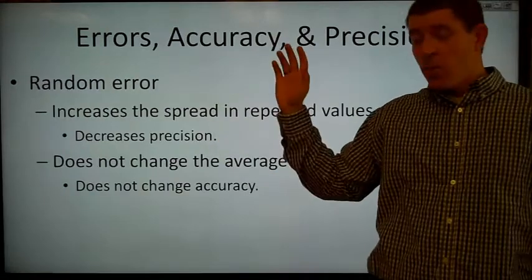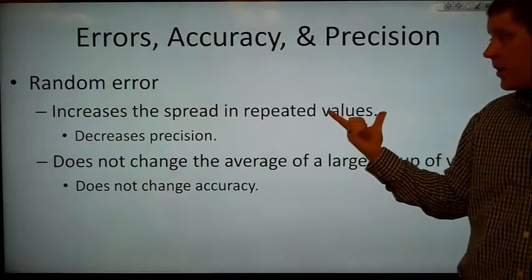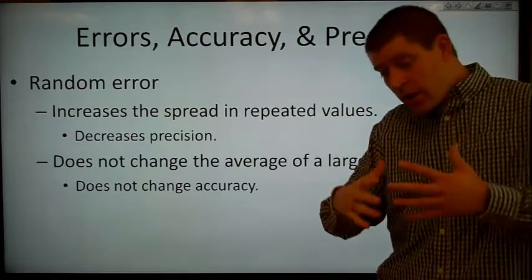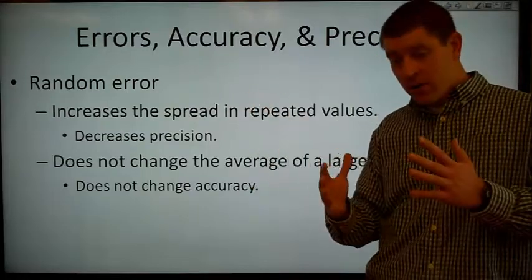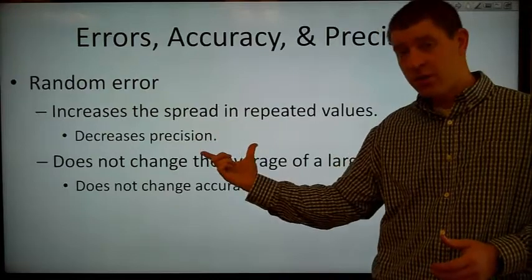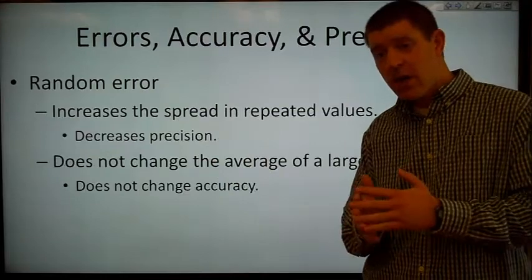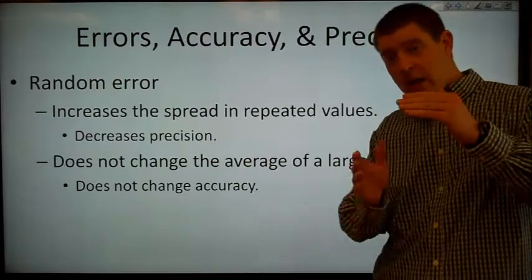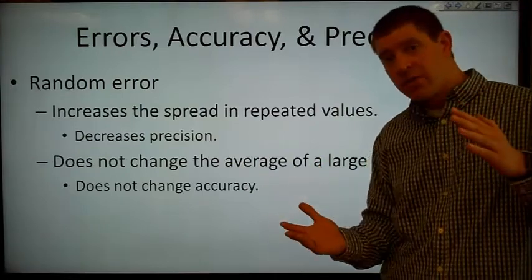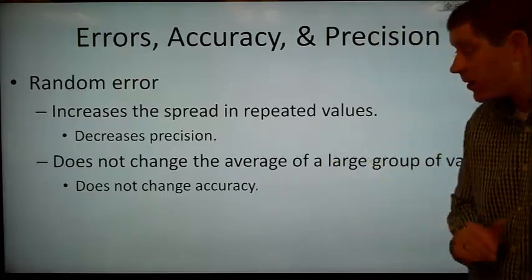So, random errors, remember, increase the spread in repeated values. Right? If we take a number of measurements, well, with a random error, sometimes it's going to be too high, sometimes it's going to be too low. This means that we're decreasing the precision, but we're not necessarily changing the accuracy. Right? Because if we have an equal chance of getting a value that's too high as too low, that means over a large number of values, the average averages out to be the true value. That we haven't changed that, unless there's something else going on.